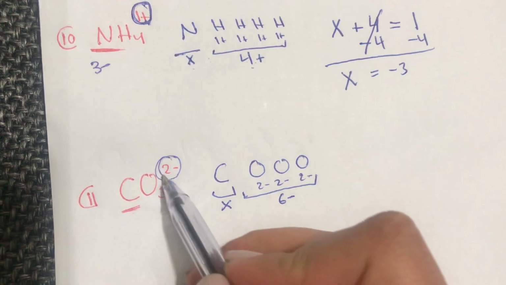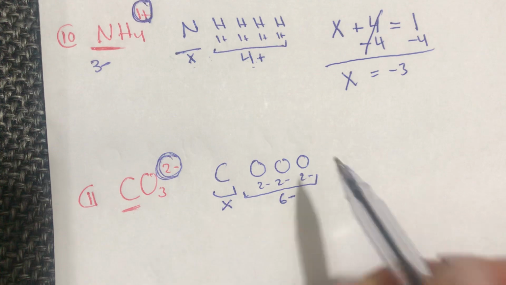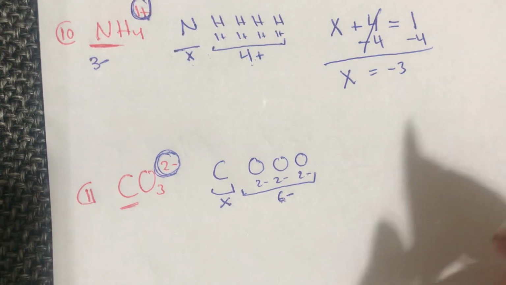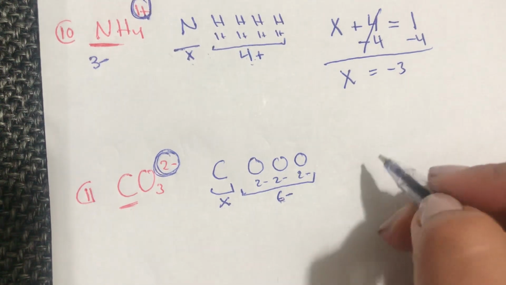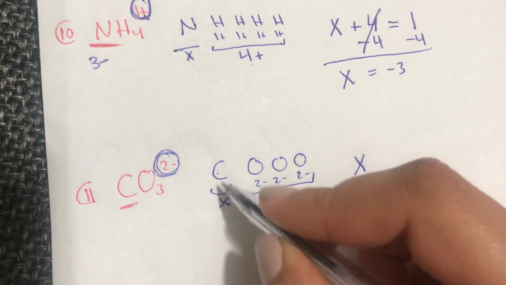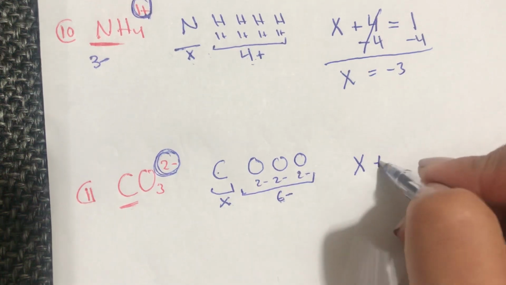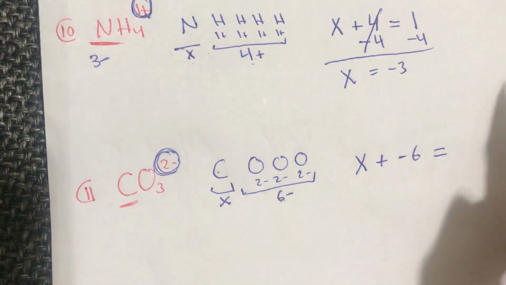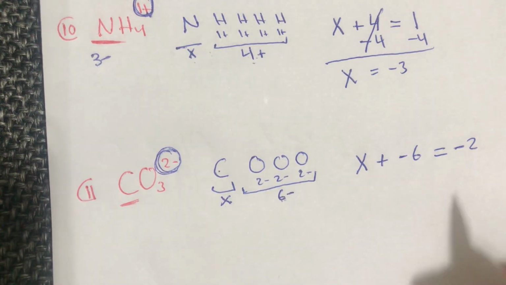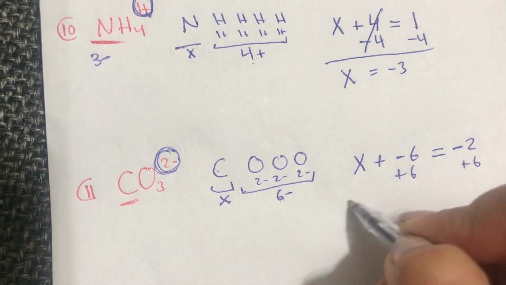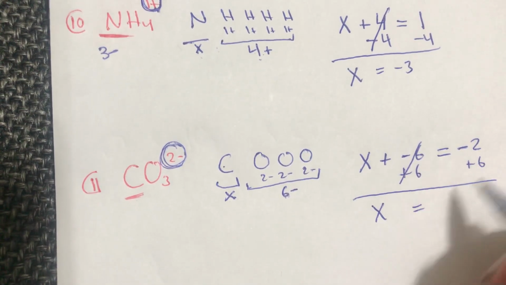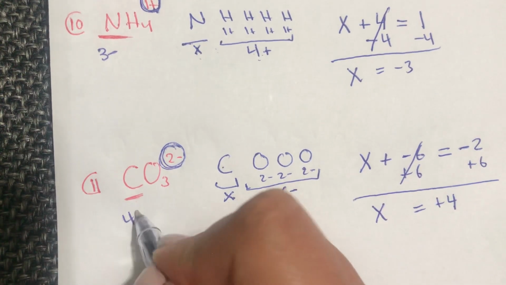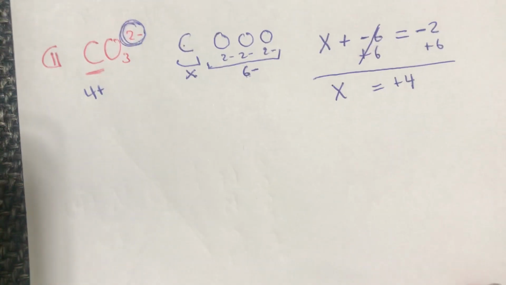It's an ion. It carries charge. So when you add the oxidation numbers to each other, it must be equal to the charge of the ion, which is equal to -2. So when you add the oxidation number of carbon to the oxidation number of oxygen, the total must be equal to -2. So X equals +4. So the oxidation number of carbon is +4.